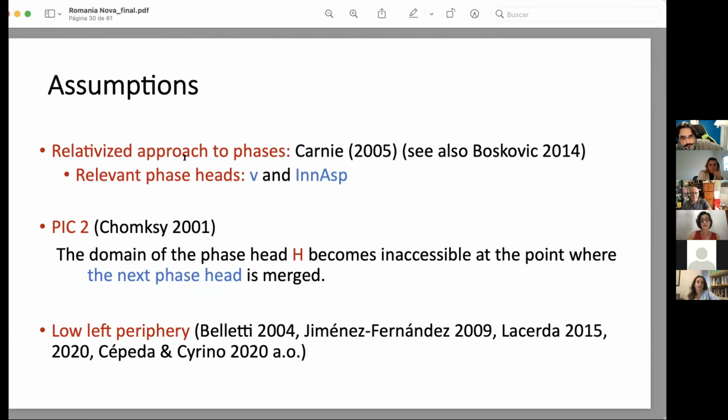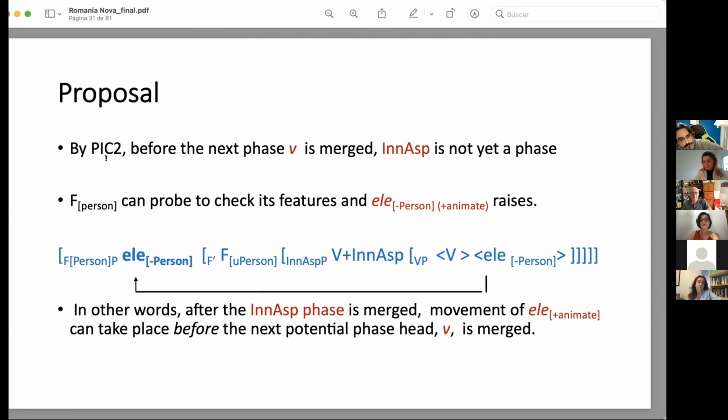One is the relativized approach to phases, like the one by Carney, where the relevant phase heads are little v and inner aspect. The other one is the phase impenetrability condition 2, where the domain of the phase head becomes inaccessible at the point where the next phase head is merged, and the lower left periphery for focus, as has been proposed by many people. So the proposal is that by PIC 2, before the next phase head is merged, inner aspect is not yet a phase. So this category here can probe to check its feature or value its feature.